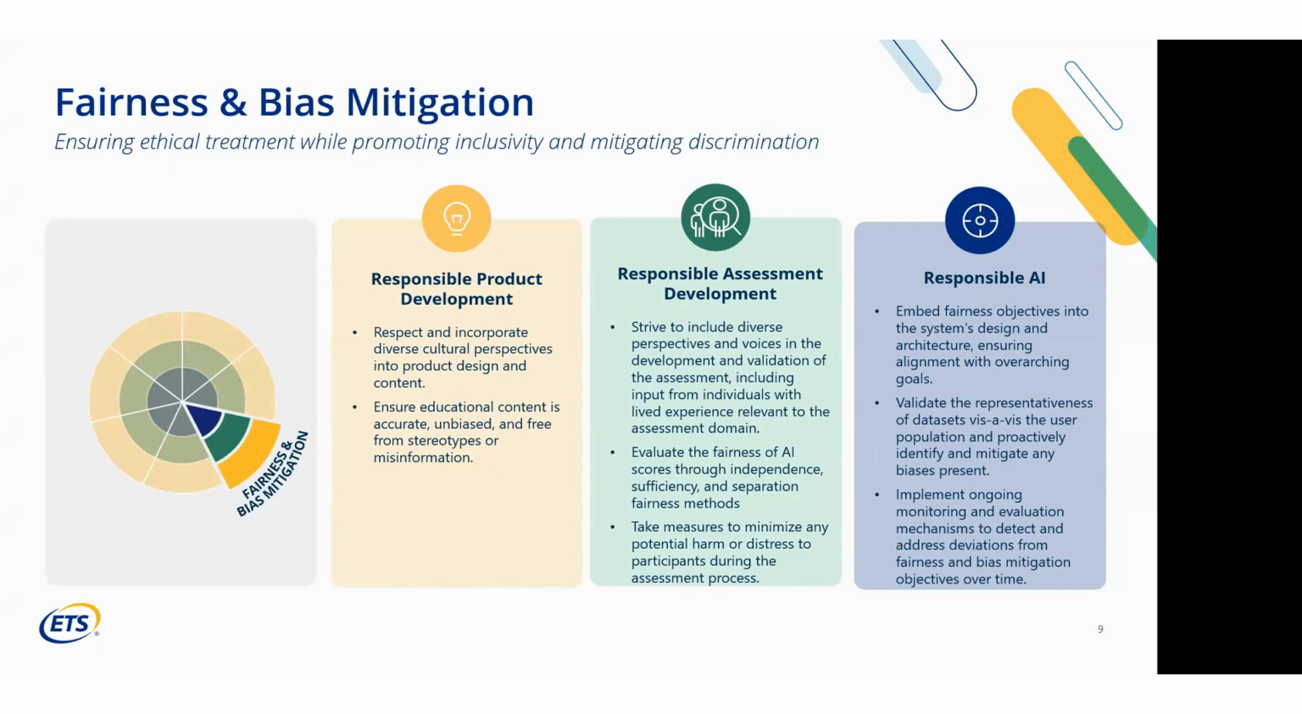When we're thinking about fairness and bias mitigation, overarching, it's ensuring ethical treatment while promoting inclusivity and mitigating discrimination. From the product development perspective, it's respecting and incorporating diverse cultural perspectives into product design and content. Responsible assessment development, striving to include diverse perspectives. And then when we get to responsible AI, an example might be pairing generative AI with personalization filters that were developed during that product development process.